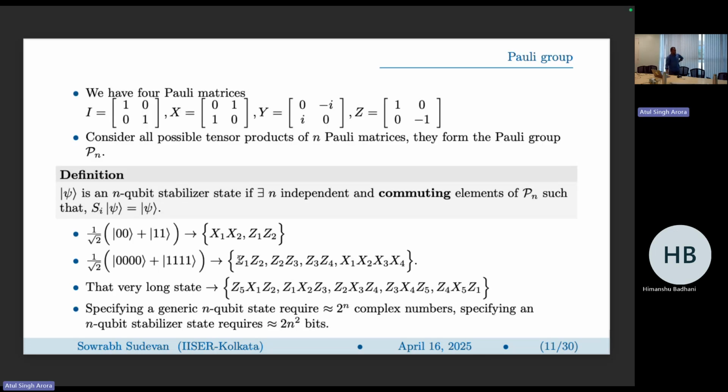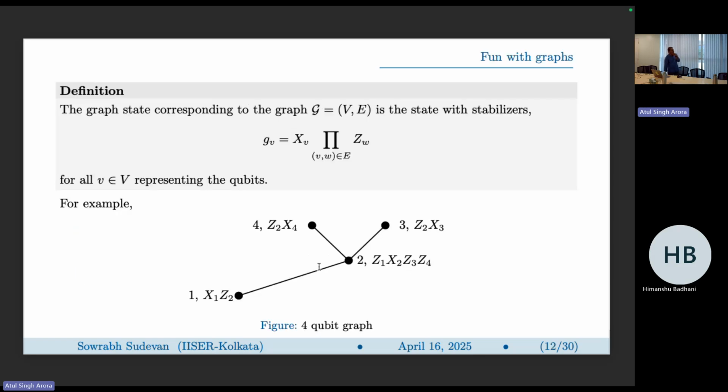I just wanted to show you the point of this stabilizer structure. Now we'll be looking at states which have this structure. To have this structure, these matrices have to be independent of each other, in the sense that a product of two things shouldn't give another, and they should also commute with each other, as in AB should be equal to BA. One simple way to get that is by following a particular recipe with graphs. These are called graph states. You can see them as a subset of the stabilizer states.